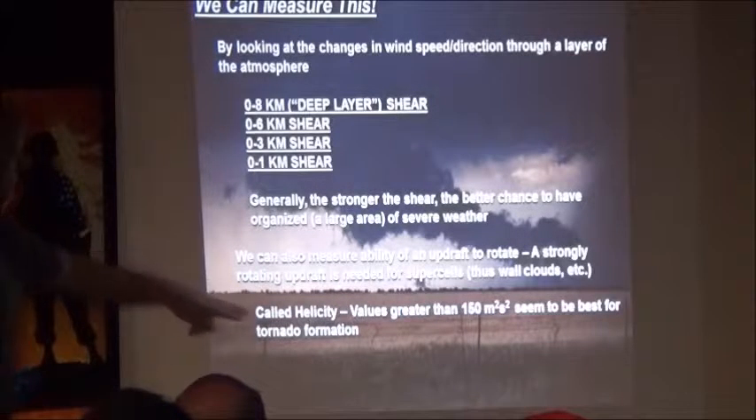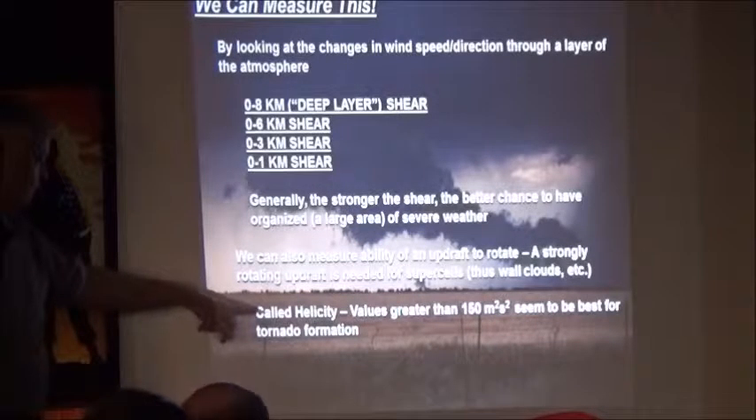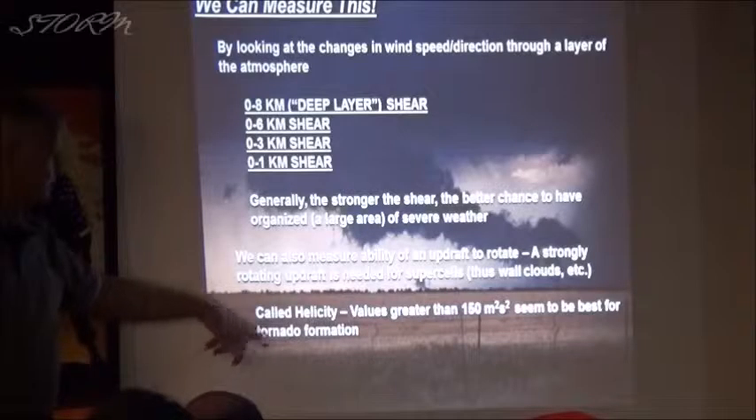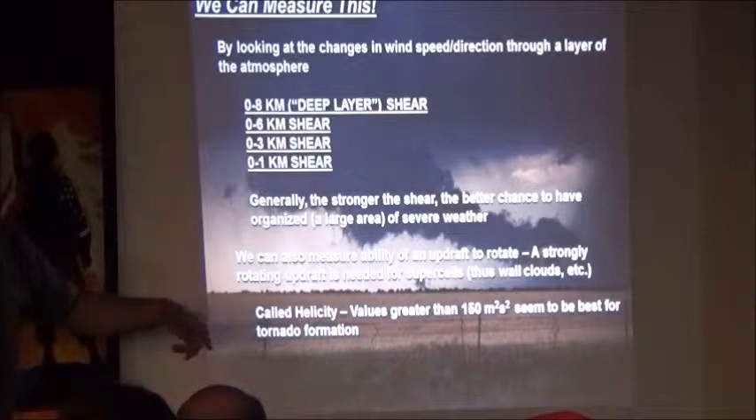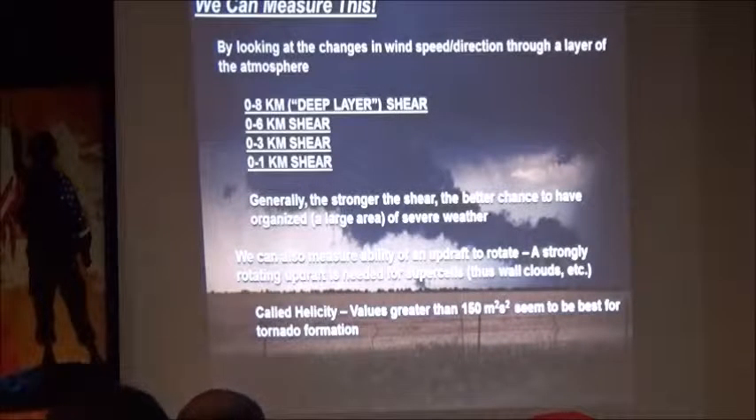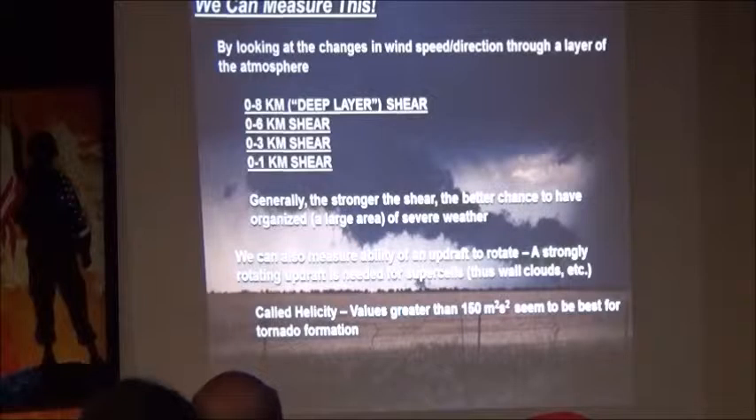Now, we have a very specific thing that we use, and this is on that yellow sheet too. We're going to play around with it: storm relative helicity, or SRH. If we have values of that greater than 150, that's kind of a threshold for tornado formation. Doesn't mean one's going to happen, but you've at least got the possibility of enough wind shear to produce tornadoes. So that's something we look at.